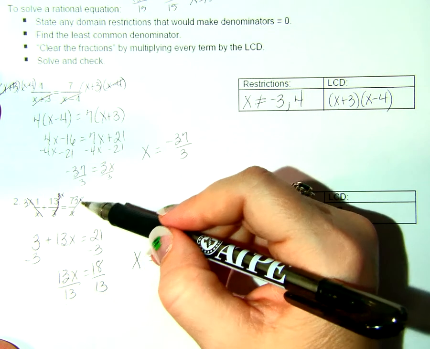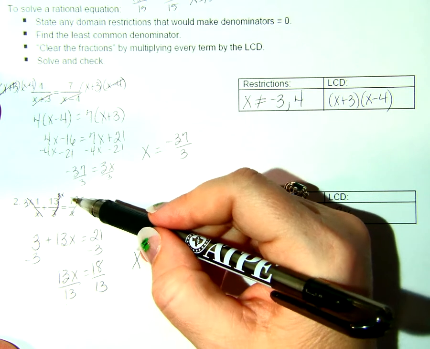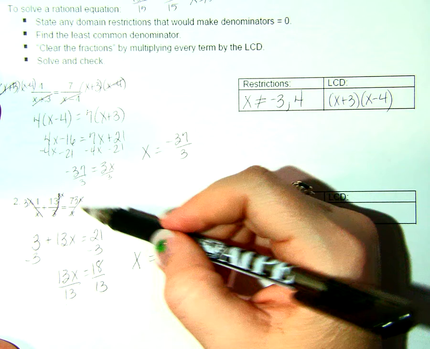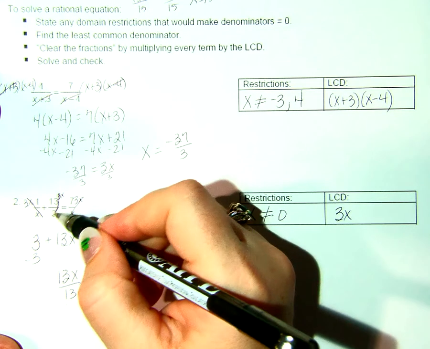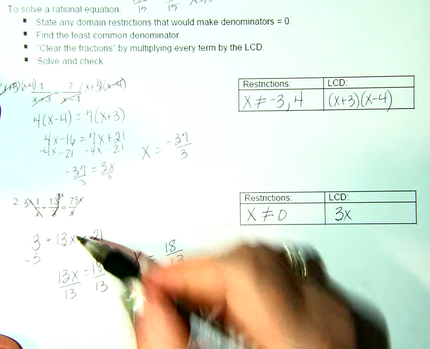Here I have an x here and an x here. X divided by x is 1. I can simplify that out. All I have left is 7 over 1 times 3. 7 over 1 times 3 is 21. So when I go to simplify the 3's, I have 13 over 1 times x, and that's just 13x.